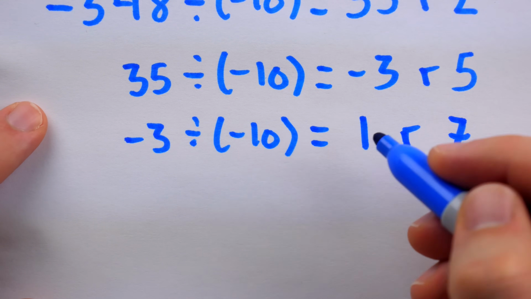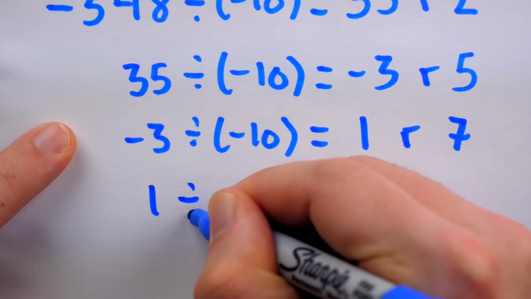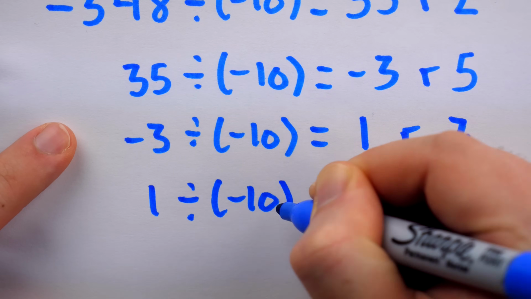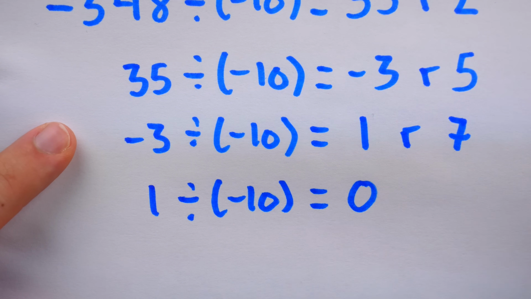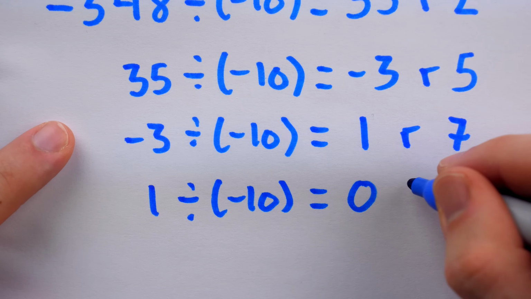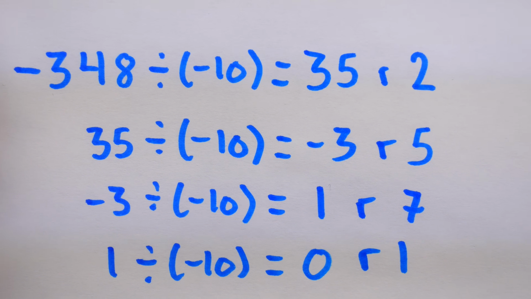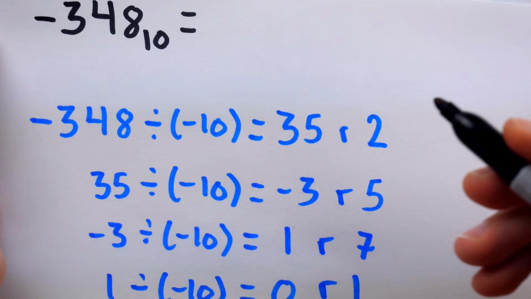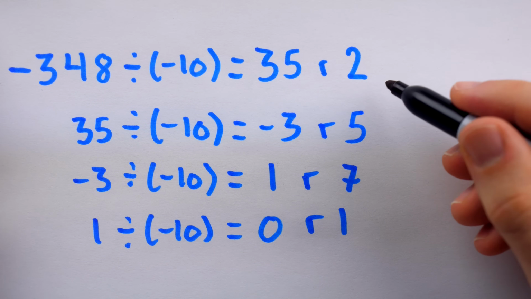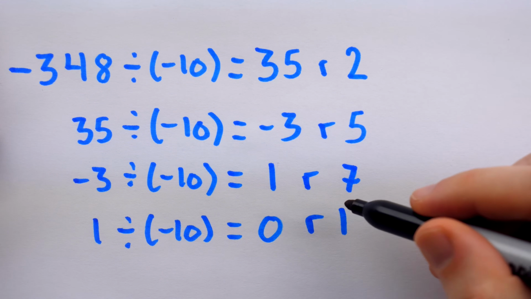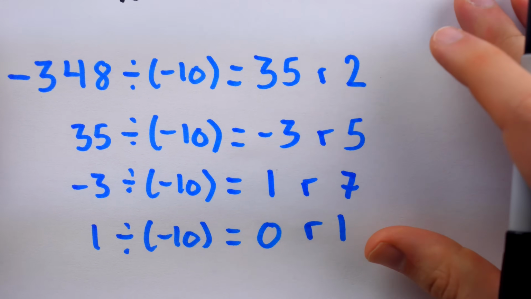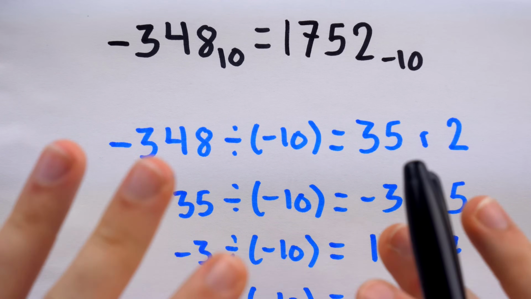And then at last, we would take that quotient of 1, divide that by negative 10, which is going to give us a quotient of 0, which is our sign to stop, with a remainder of positive 1. Then, to get your brand new Negadecimal expression for this decimal number, just take these remainders in reverse. That is, our answer is 1752 in Negadecimal.